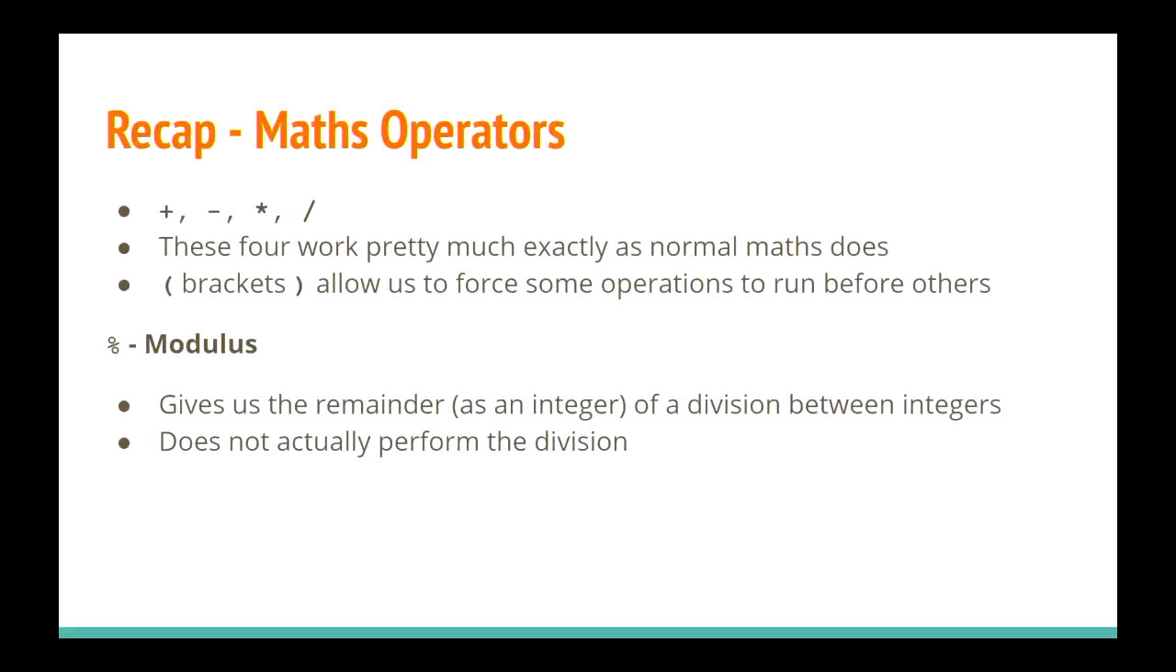We can change the order of precedence if we want to by putting brackets around things to force them to be evaluated before the other things around them. The new one, which we don't necessarily see very often in normal pen and paper maths, is the modulus. The modulus is just going to give us the remainder if we were to divide one number by another number. It doesn't actually perform that division, so you're not going to get a result for the division. You're just going to get told what was left over.